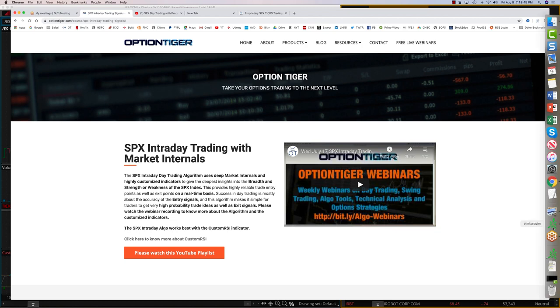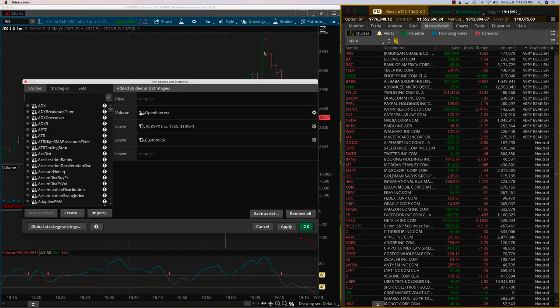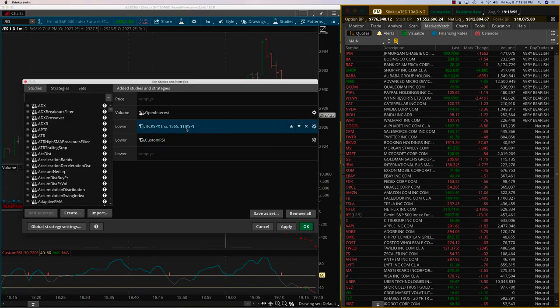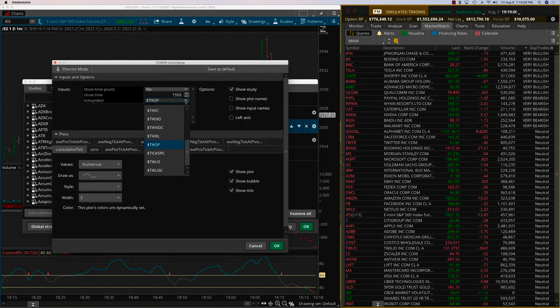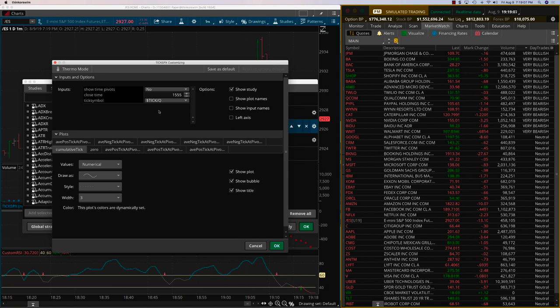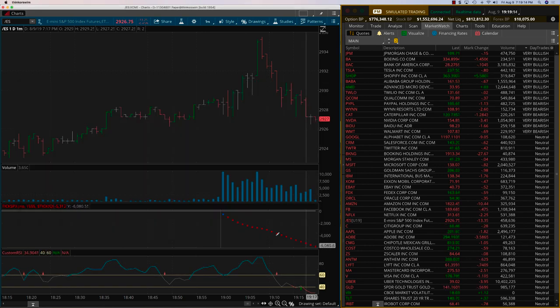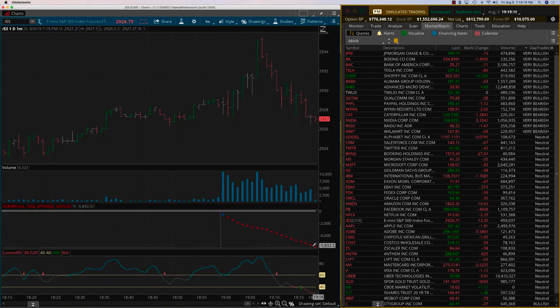Yeah. So if you go to the platform and if you go to the studies, here, you can edit studies. And so you see the tick SP, and that's a configurable thing. So instead of the tick SP, you can do the tick Q. I think you're interested in the NASDAQ. The tick Q is a different tick, it's not the S&P tick. So if I do this and I do apply and okay, you will see the NASDAQ tick. This is the NASDAQ tick. Okay, and you can see it's very steadily down.